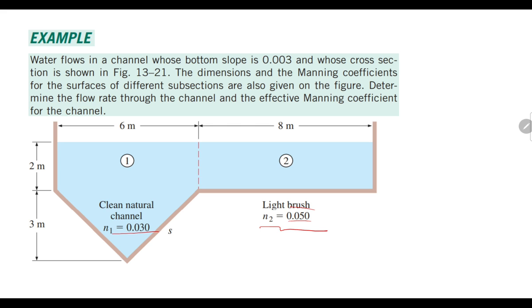We have to determine the Q, the total flow rate through the channel, and the effective Manning's coefficient for the channel, like the n for the entire channel. Since they are different, we will equate them later. Let us get the flow rate first. First, we need to determine the flow rate.